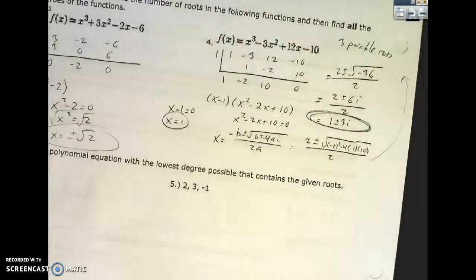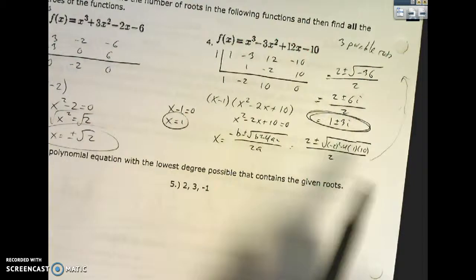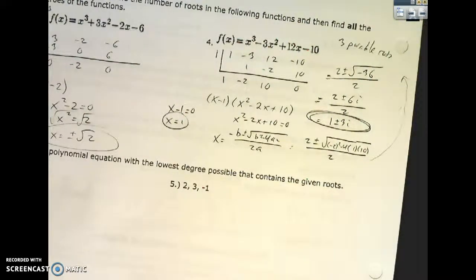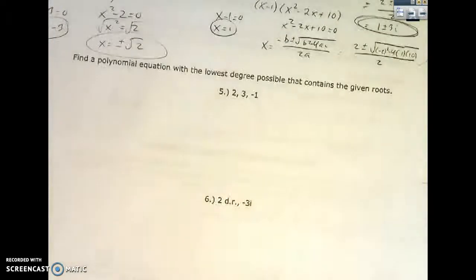So there's an example of an imaginary root again. There are my 3 answers: the 1 plus or minus 3i, which are 2 answers, and then the 1. Very good. We just have 3 last little problems here to work on.